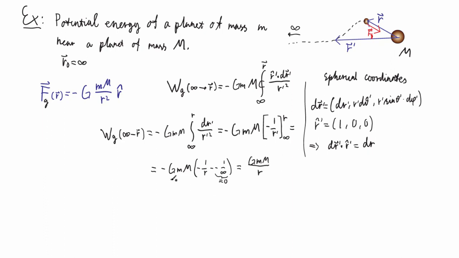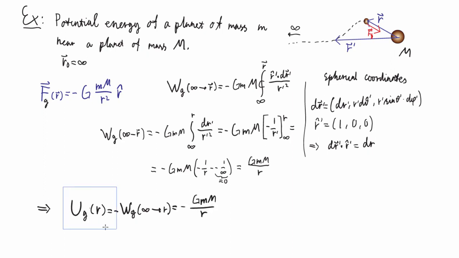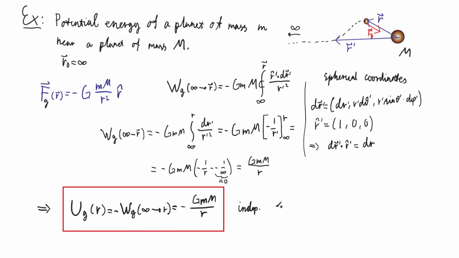Okay, now that's it. So the potential energy is minus this work. So this gives us a result which is independent of the path. So it's a well-defined potential energy. So that's an example of potential energy for a specific concrete force, and there are many others, of course.